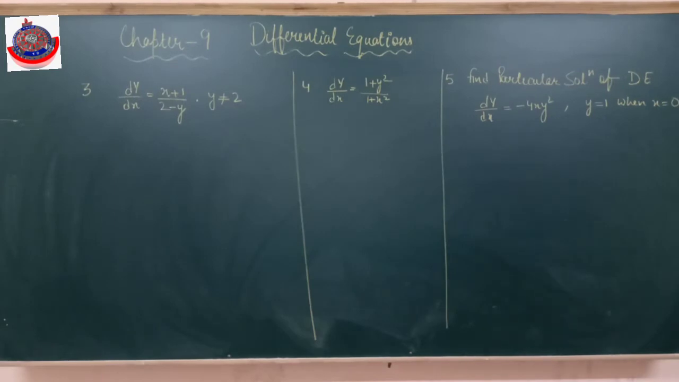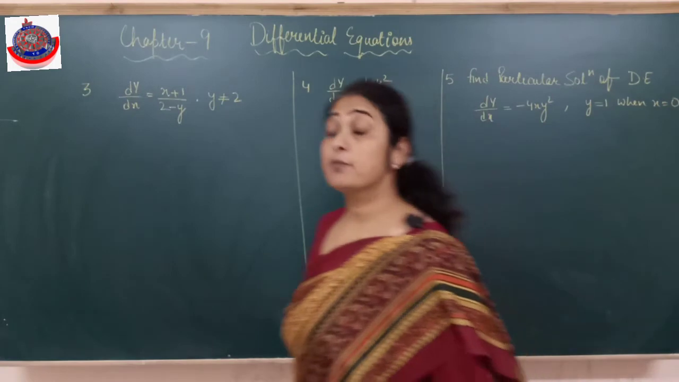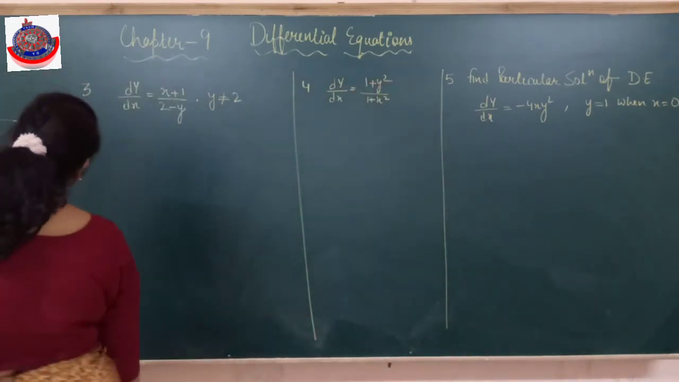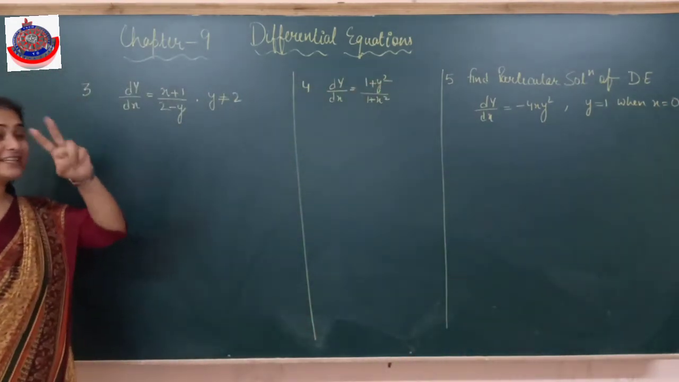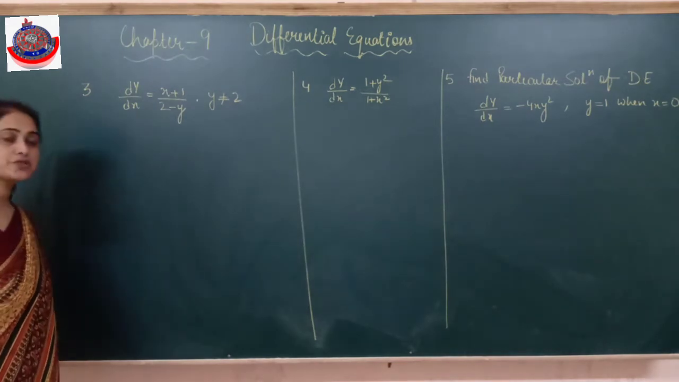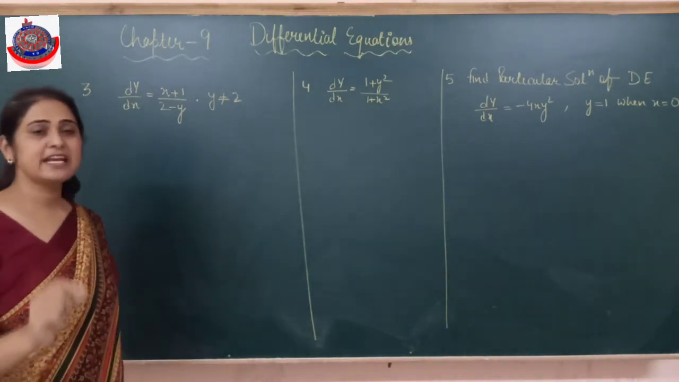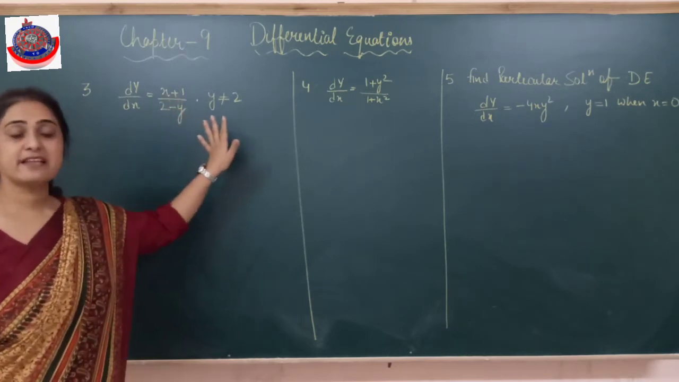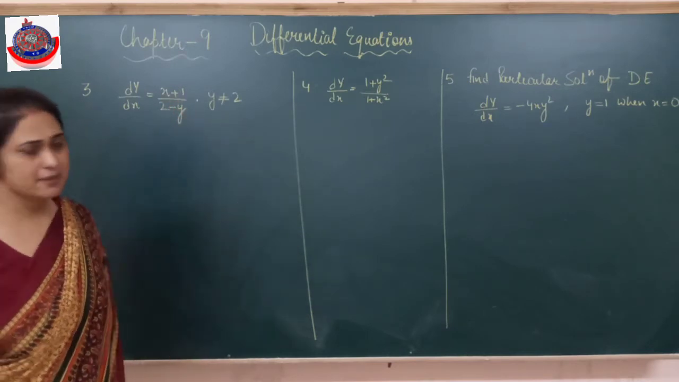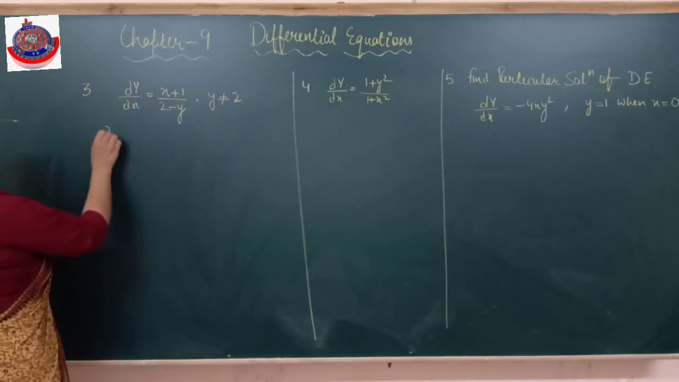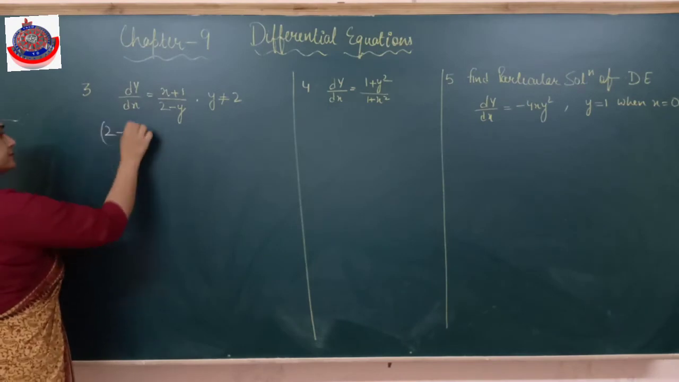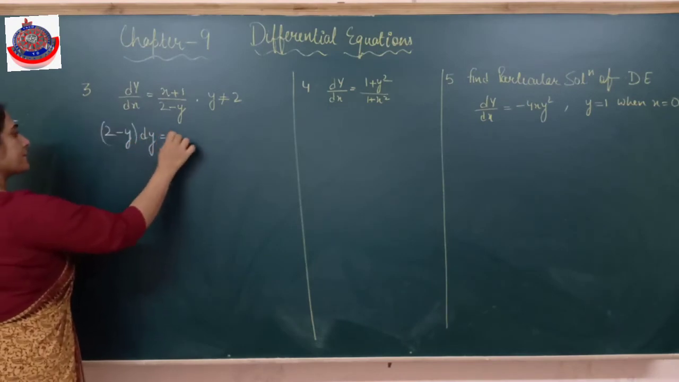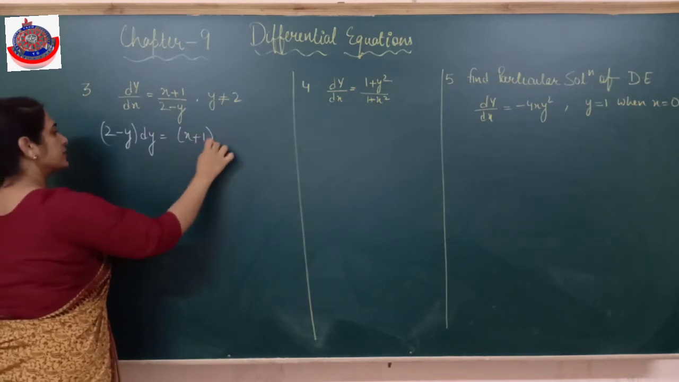Let's see some more examples. The third one, dy upon dx is equals to x plus 1 upon 2 minus y. Now see, if I look at the question, I have a second type. If you remember the second type, the first two questions were of the first type, where we just had dy upon dx is equals to function of x. Now I have function of x as well as function of y. The rule remains the same. All the y terms will go with dy upon dx, and dx will go with the terms containing x.